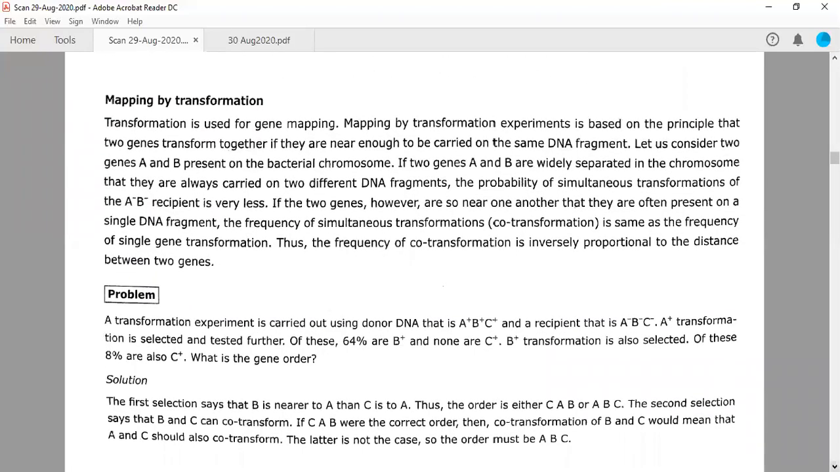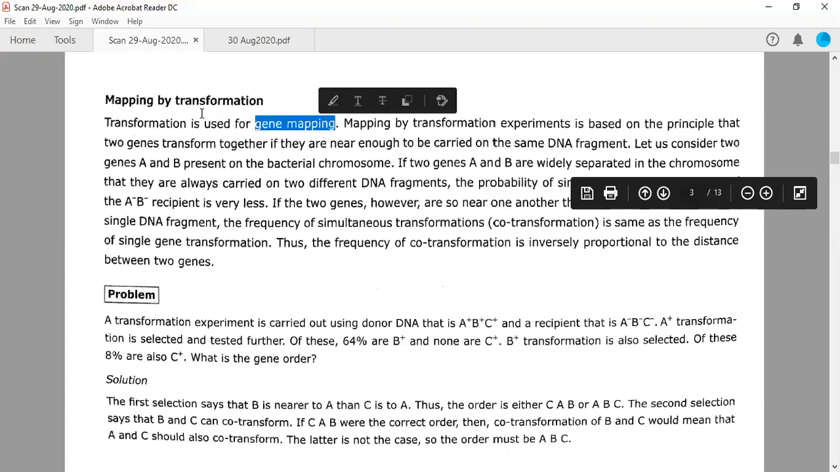Now you would be interested in knowing why we need to do these transformations. What is the application of doing transformations? Mapping is done with the help of these transformations. So gene mapping is one application. Transformation is used for gene mapping. Mapping by transformation experiments is based on the principle that two genes transform together.